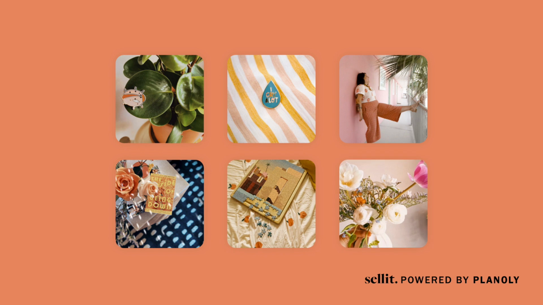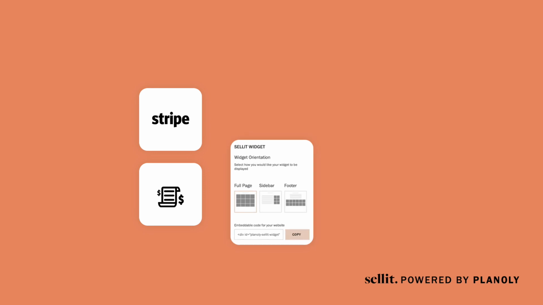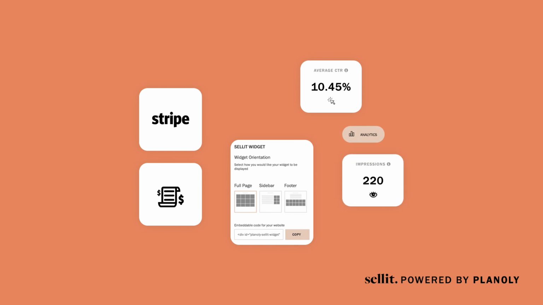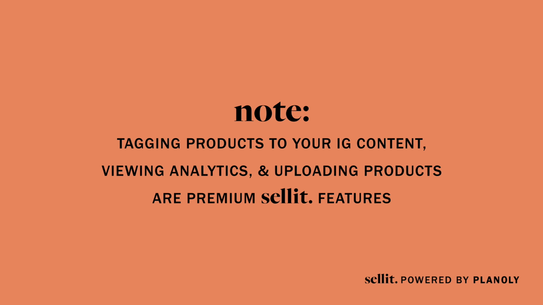You can also upload new images of physical products, digital products, or services for your followers to browse and purchase. You can set up payments through Sellit or use your own payment system for your products, create custom widgets to embed in emails or websites, and even view your storefront's analytics through the Sellit solution. Note that tagging products to your Instagram content, viewing analytics, and uploading products are all premium Sellit features.